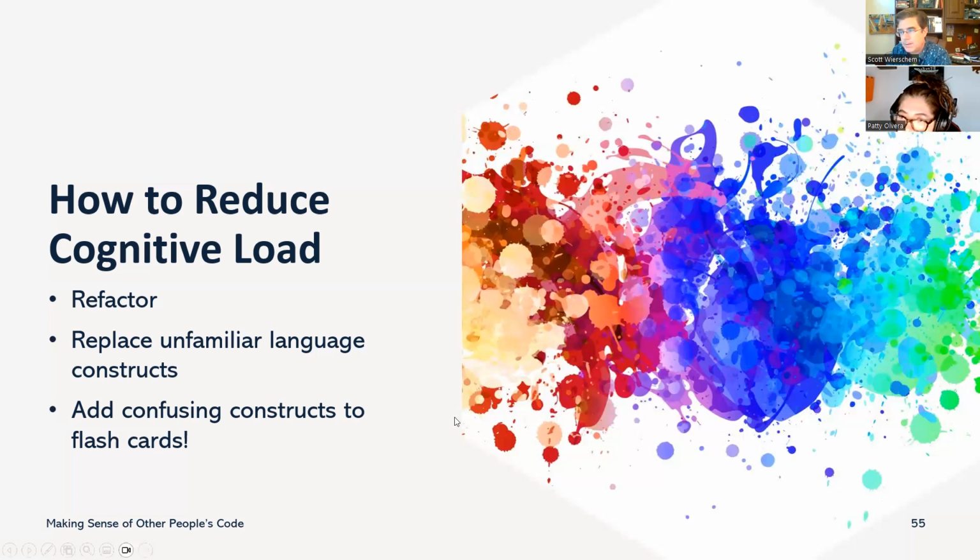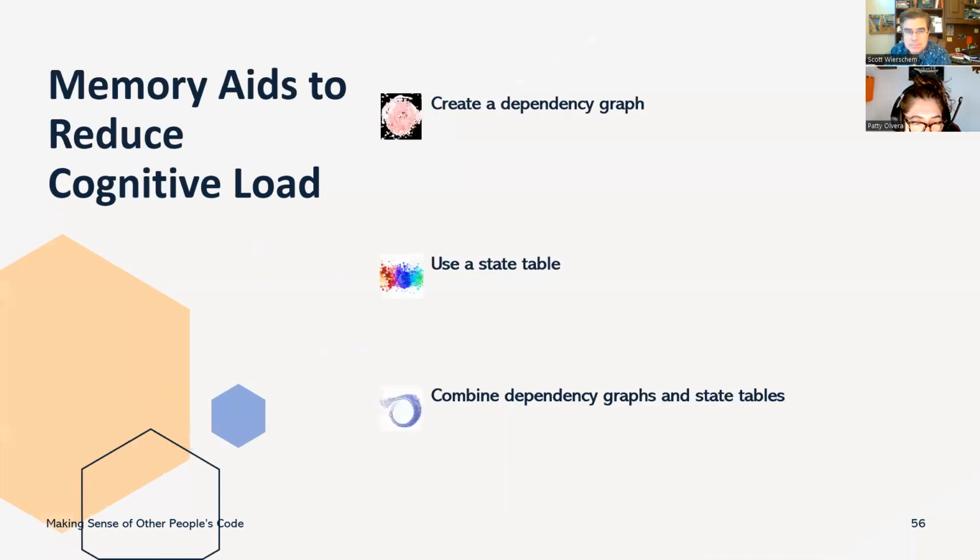And you take the things that you don't know well, create a flashcard so you can build up your long-term memory. Exactly. Okay, so there are helpful tools that we can use to externalize the parts of our brains that get overloaded. Okay, we'll talk about dependency graphs and state tables, how you can create those and combine them in looking at code.